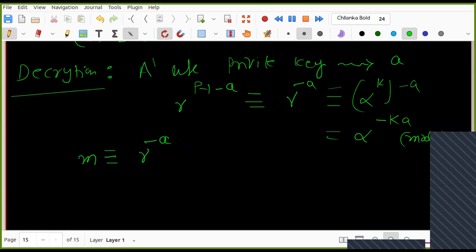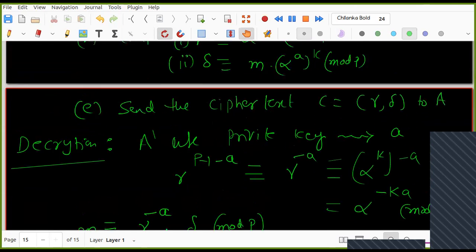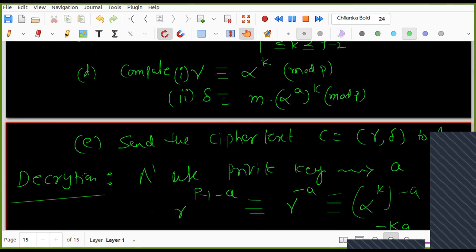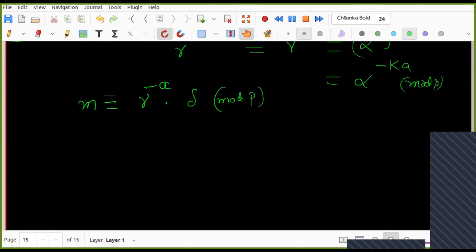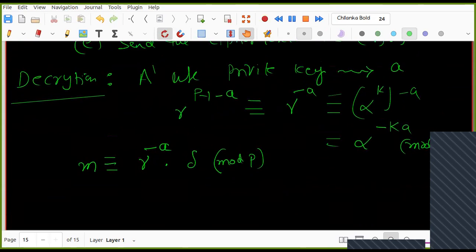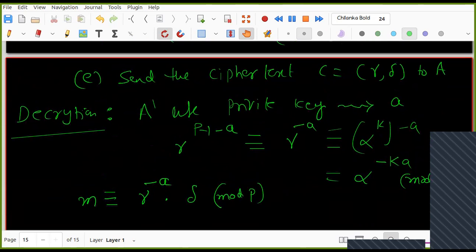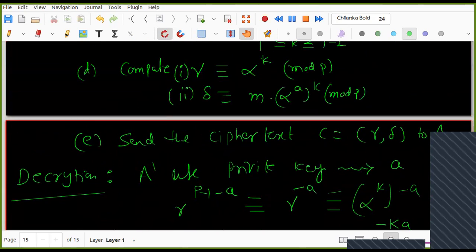So it is simply gamma power minus a into delta modulo p, you are correct. See the beauty here. If I multiply this with gamma power minus a, this gets cancelled and I get m. Simple. Without a we cannot get it, but finding a is difficult by the discrete logarithm problem. That's why decryption is very nicely done, and this is the approach.